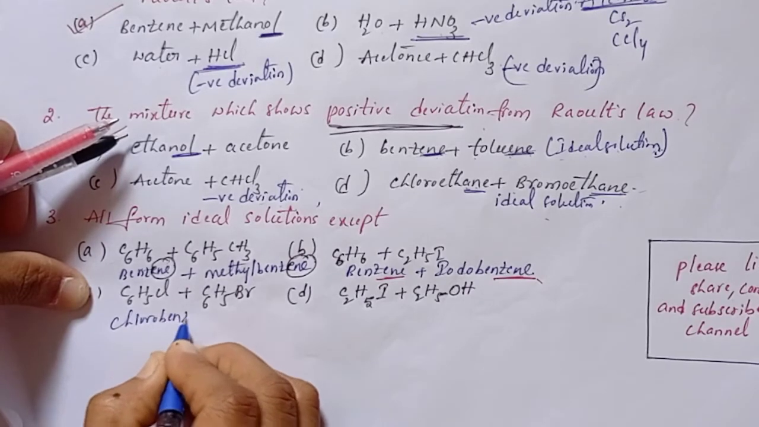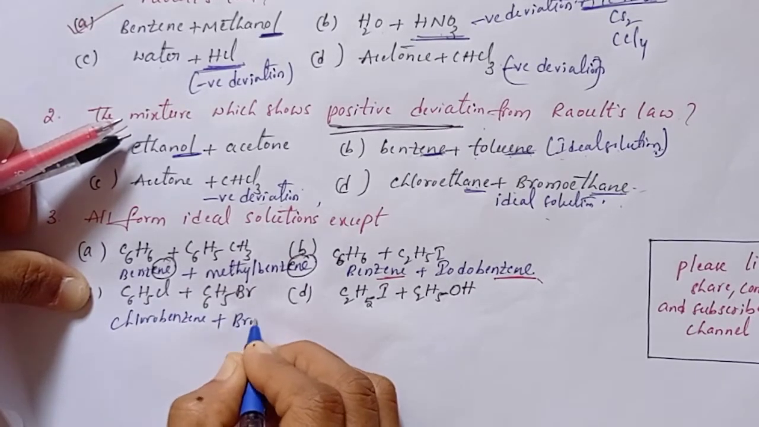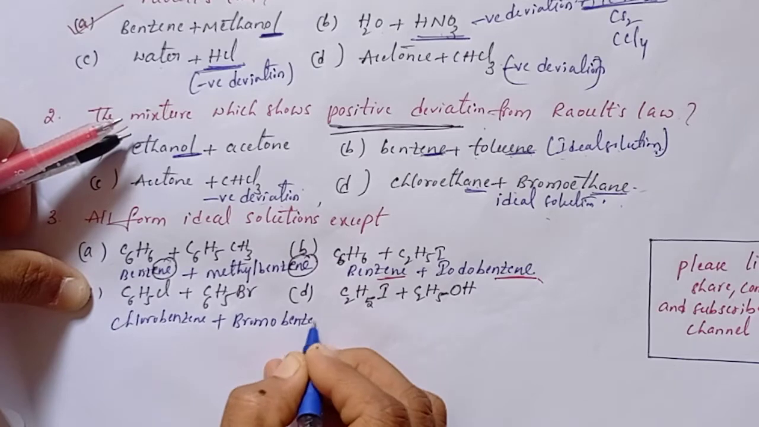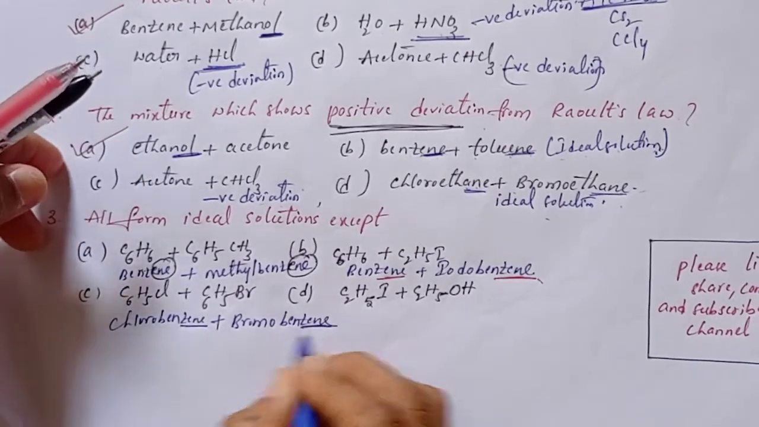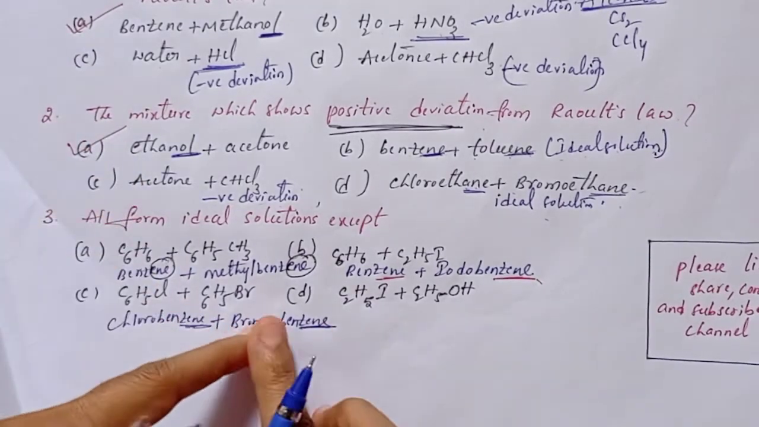Chlorobenzene plus bromobenzene. So here also identical words are there. So that's why it is also an ideal solution.